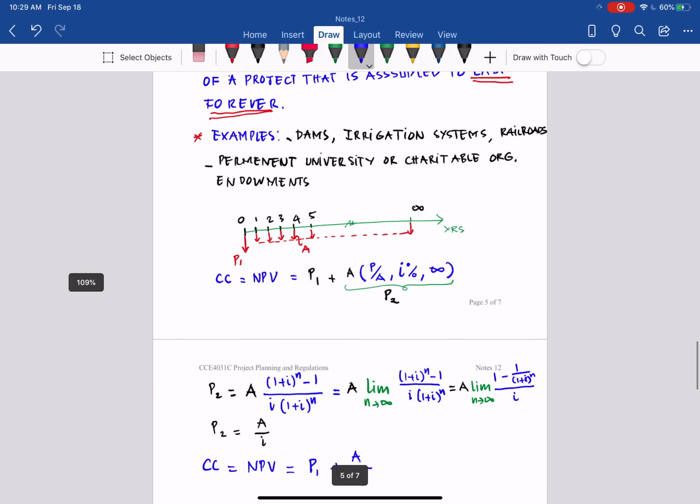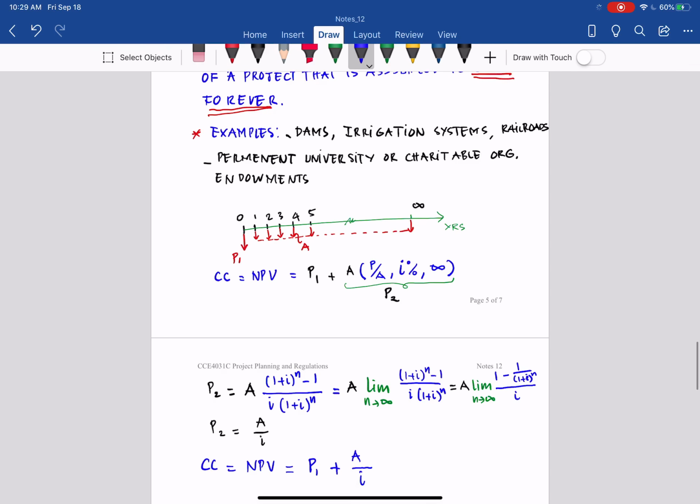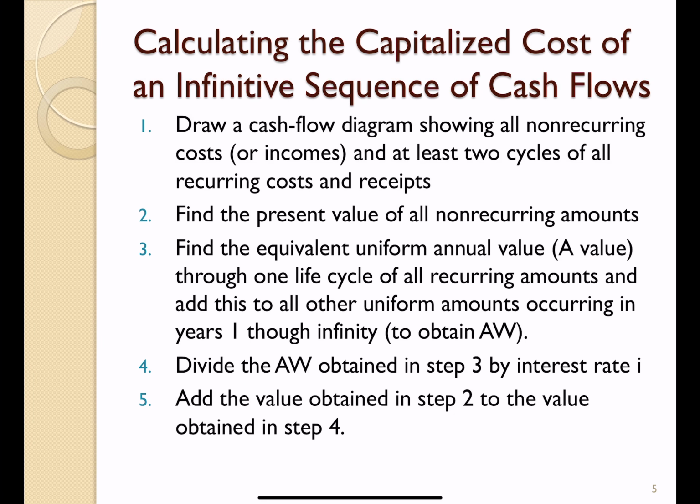Now, to solve that problem with the capitalized cost, in the last slide of today's class, we have this step to calculate the capitalized cost of the infinity sequence of cash flow. So that is infinity. First, you draw the cash flow diagram showing all the non-recurring costs and income, and at least 2 cycles of all recurring costs and receipts. So at least 2 cycles.